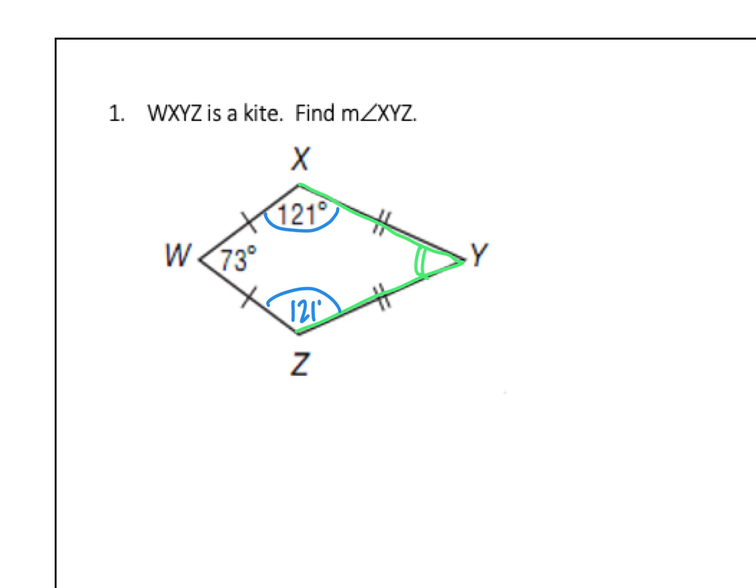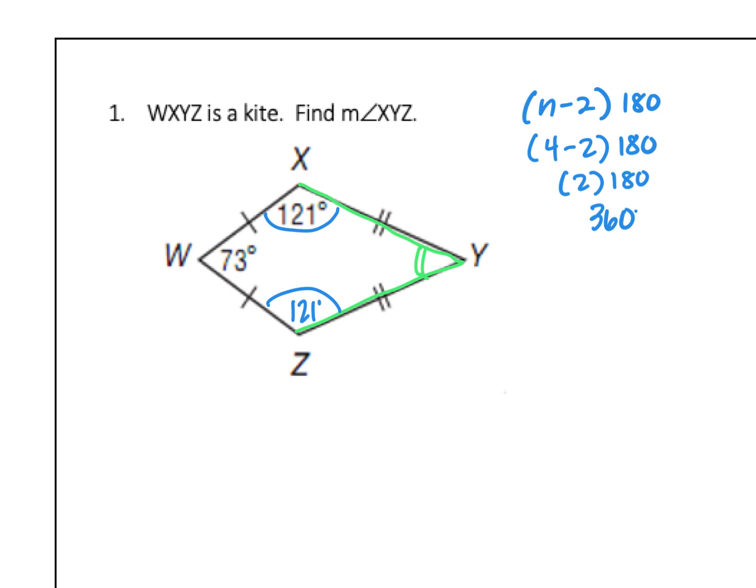Now think back to last trimester when we learned about the sum of the interior angles in a quadrilateral. We did n minus 2 times 180 to figure out what the sum of the interior angles was. Well, a kite has four sides. So if we do 4 minus 2 times 180, that's really 2 times 180, which is 360 degrees. So in every single quadrilateral, the angles should add up to 360.